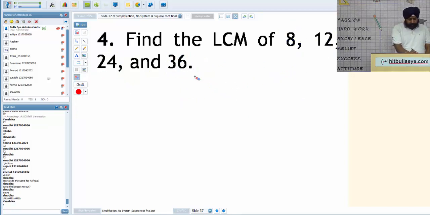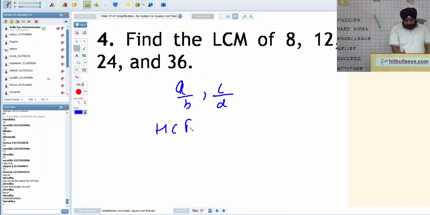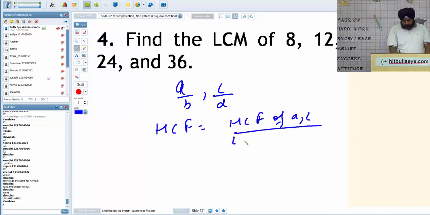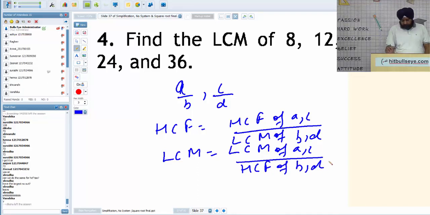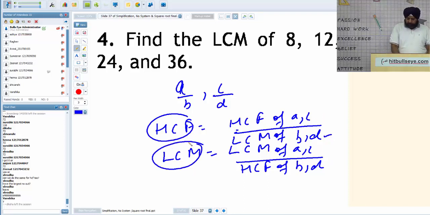Now the HCF and LCM of fractions. If A by B and C by D are there and you have to find the HCF, then it's HCF of AC over LCM of BD, the exact answer. In case of LCM, it's LCM of AC over HCF of BD. You have to simply remember that you give importance in the numerator to the quantity you have to find. If you have to find HCF, then find the HCF of numerators and LCM of denominators. If you have to find LCM, then find LCM of numerators and HCF of denominators.